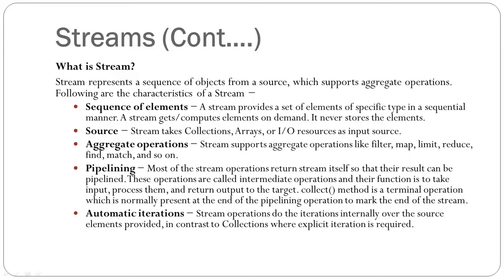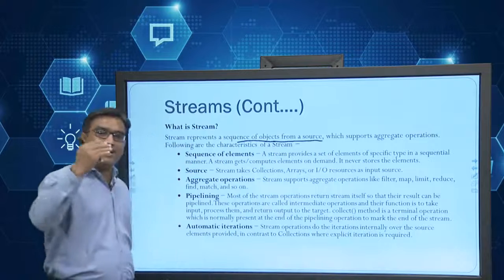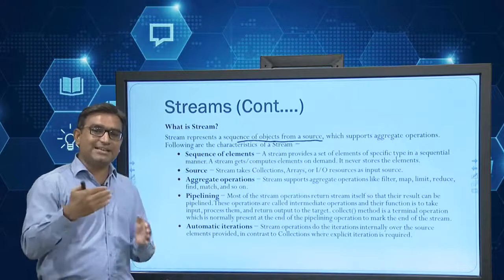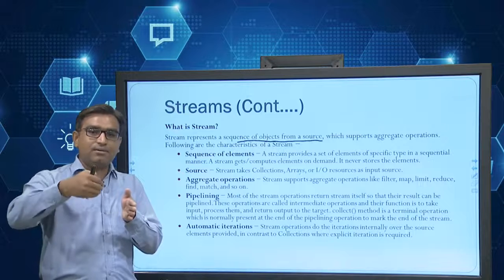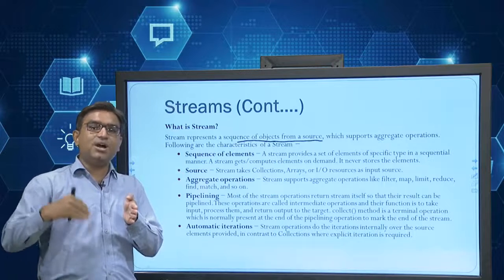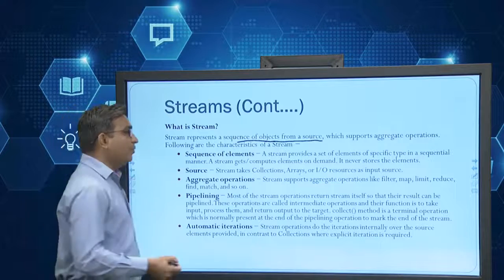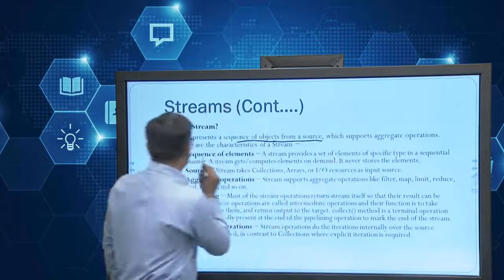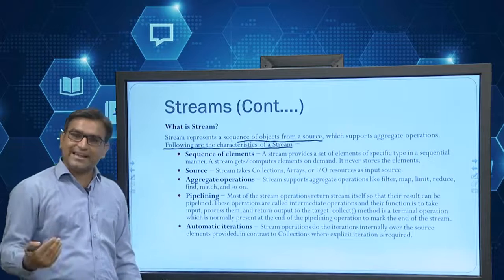Stream is a representation of the sequence object from a source. From whatever source you want to take data, the data should be passed in a sequential format, and that data is received sequentially and played on the spot at the destination, or else produced as an output which supports aggregate operations. Following are the characteristics of a stream.